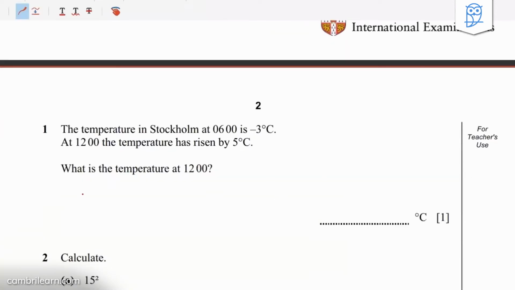I'm going to say we're going from negative 3 degrees Celsius, and we are adding 5 degrees Celsius. So this will be minus 3 plus 5, which is equal to a positive 2 degrees Celsius. Not necessary to write this, but just to show our work. That means that our answer is just 2 degrees Celsius. Okay, one more for us.